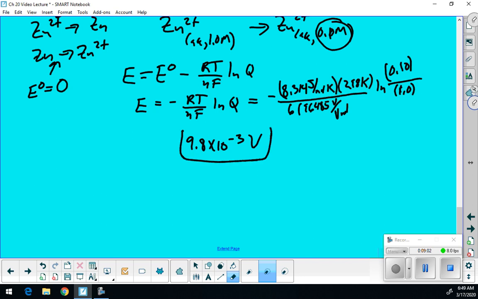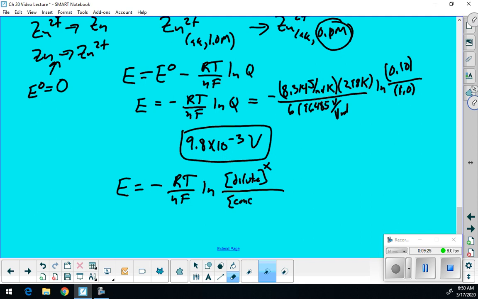Now, just to summarize, what is my equation? It is that my E is equal to negative RT over NF, natural log, not of Q, we're going to say my dilute to its coefficient over my concentrate to its coefficient. All right, does that make some sense, y'all? Yeah, good.